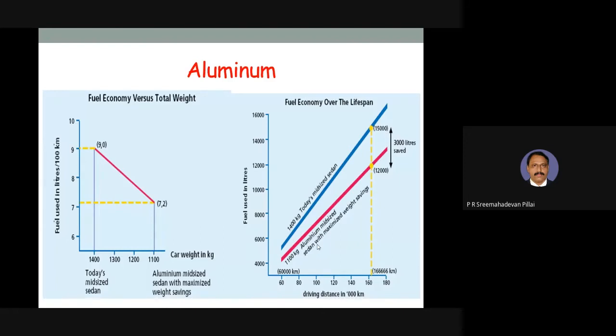Maybe if no one is bothered about the cost, even then you can be concerned about the environment. The more fuel you burn, the more you are harming the environment. At least from that environment-friendliness point of view, it is better to go for vehicles with more mileage. See the next slide.